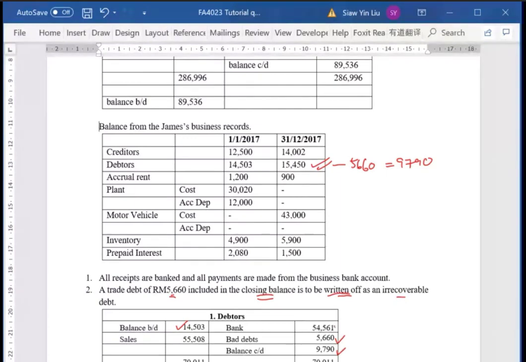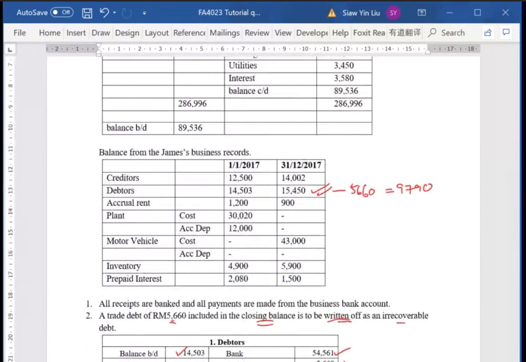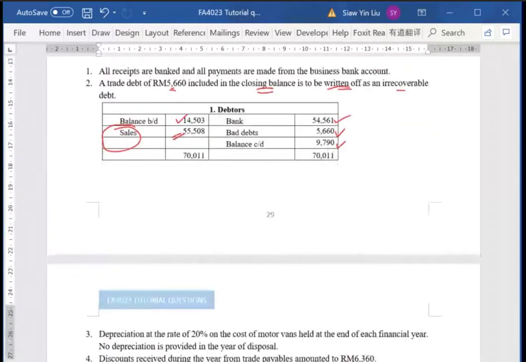Now the bank amount is from the question. So if you see the bank amount here, you have 54,561. So here you have 54,561. So in this case, you know my credit sales for this year, 55,000. This one, are you okay, guys? Okay, now next, other information.